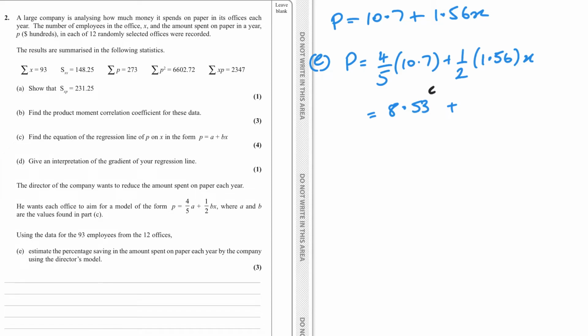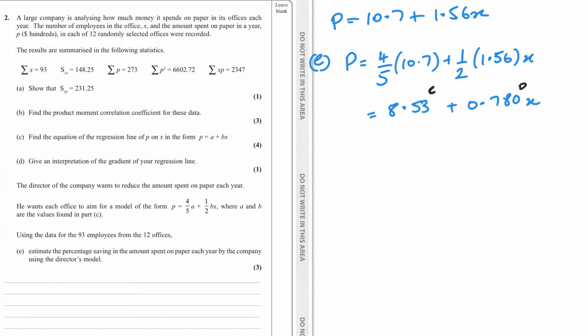And then we've got a half of B, and that's going to give me 0.7799, so 0.78 or 780 X. And again, I'm going to store that in my calculator just in case.